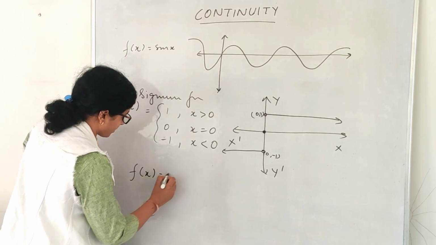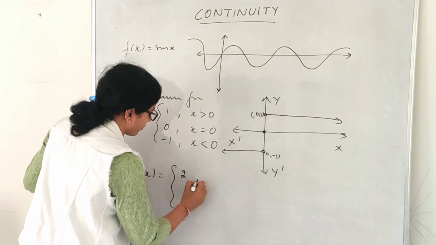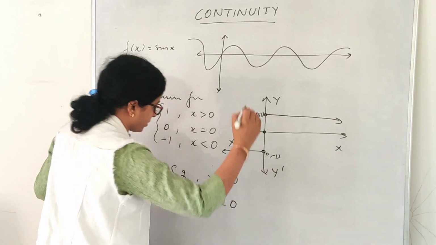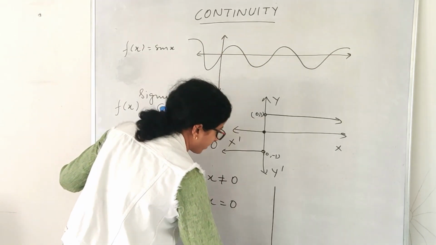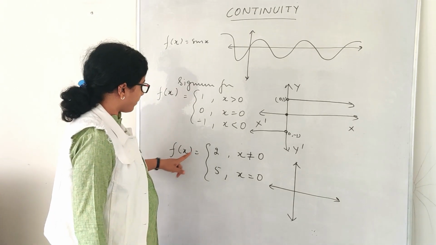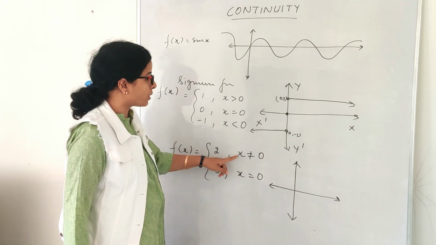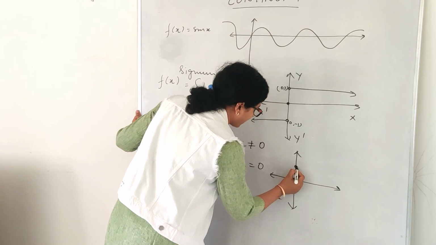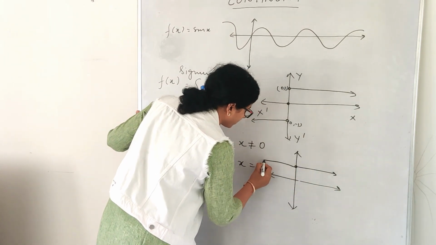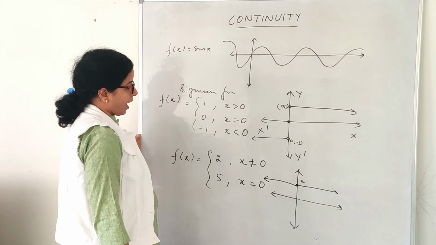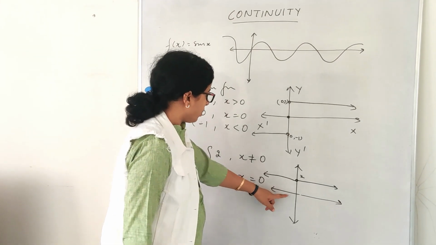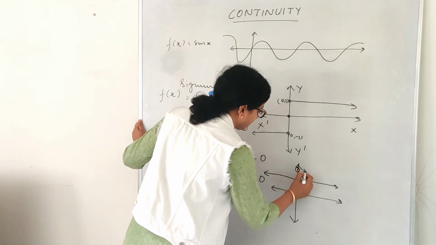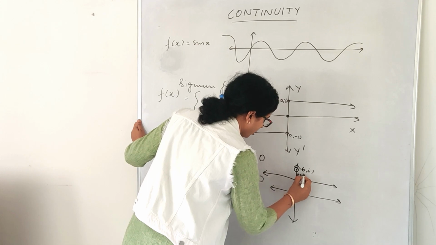Now let us take one more graph. I have a function f(x) = 2 whenever x is not equal to 0, and 5 when x is equal to 0, right? So how can I draw the graph for this function? My value of f(x) is 2 when x is not equal to 0. At that time, the value is 2, okay? And for x equal to 0, it is 5. Somewhere here, (0, 5) and (0, 2).